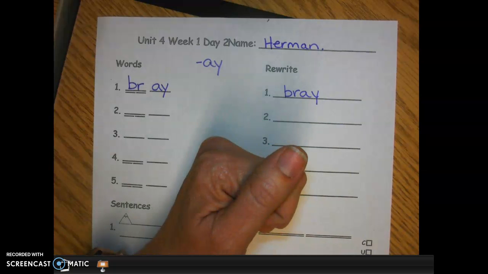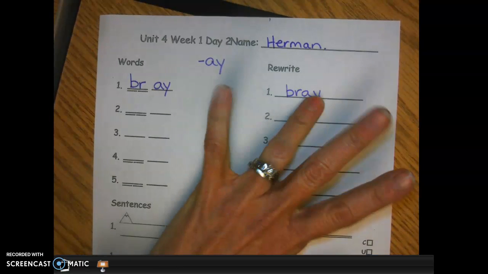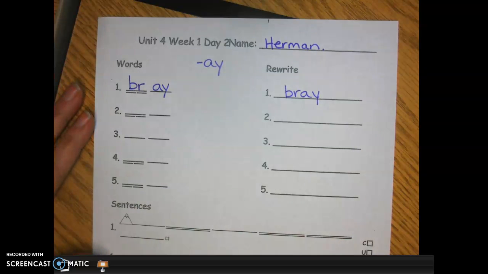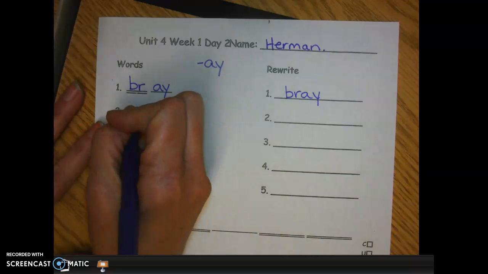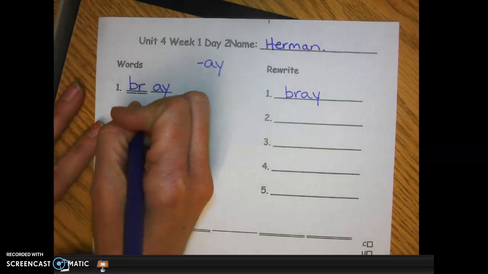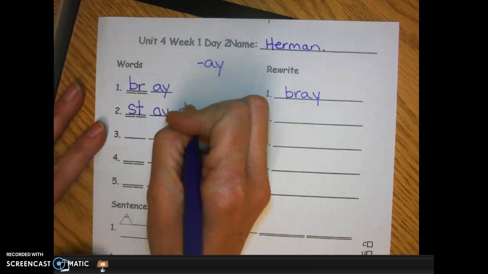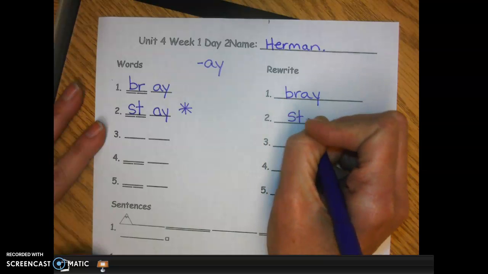Number 2. Pounding hand, ready? Stay. Stay. St. A. St. A. What's your st? Think about it in your thought bubble. Don't shout it out. Write it down. Write the whole thing down. Okay. It's a blend. St is your ST. And then AY. If you got that one right, give yourself a firework. And then rewrite it in your nicest handwriting.